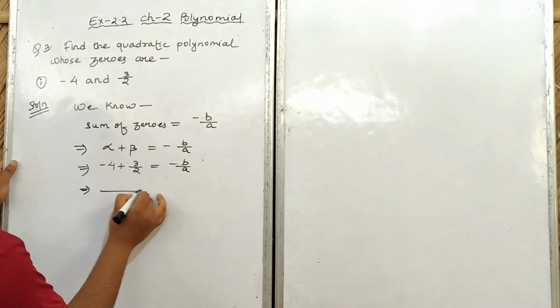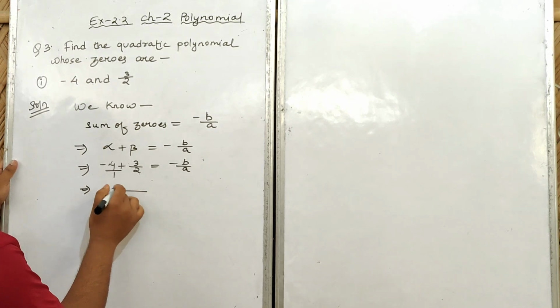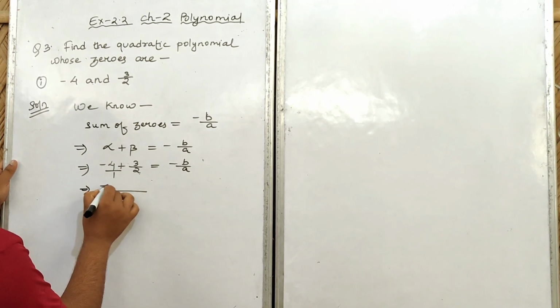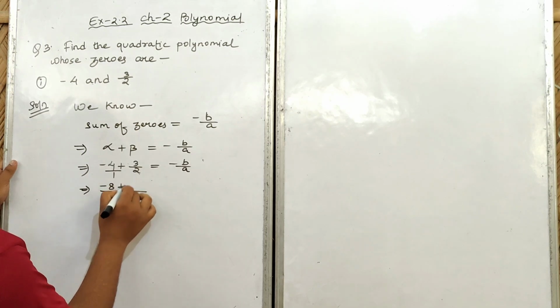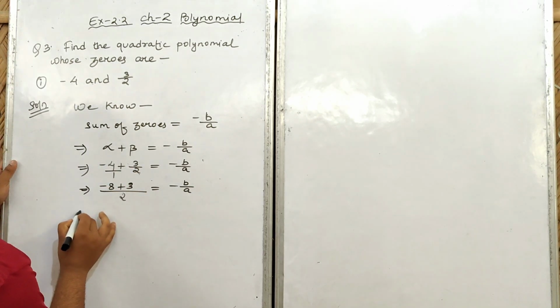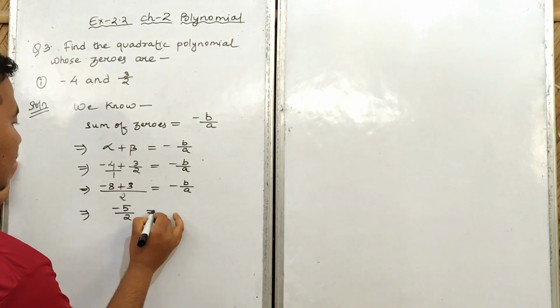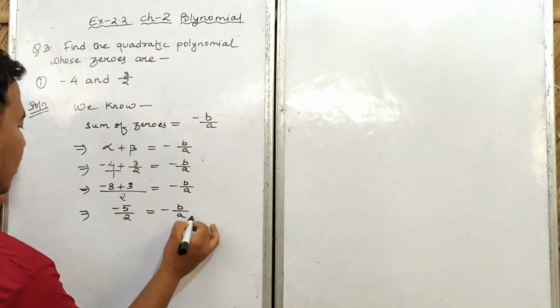Now if you take the LCM, since ये 1 है, so 1 और 2 का LCM कितना होगा? 2. So 1 2 जा, so minus 4 into 2 कितना होगा? Minus 8 plus, so 2 1 जा, so 3 1 जा, 3 equal to minus b by a. If you solve this, minus 8 plus 3 कितना होता है? Minus 5 by 2 equal to minus b by a.